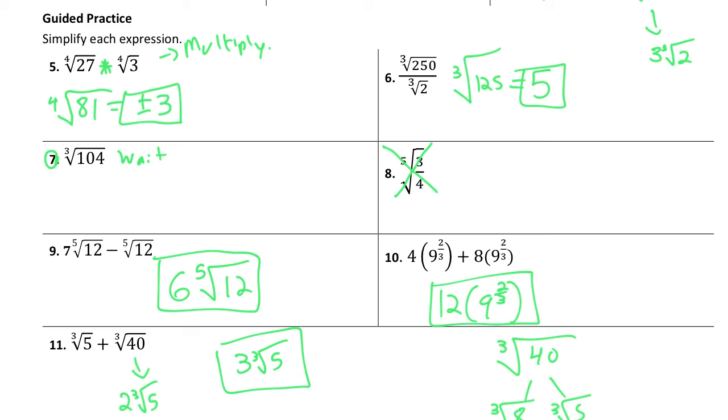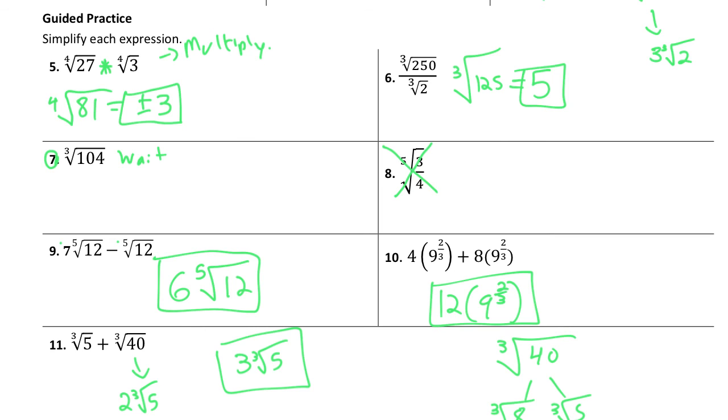Okay, so for these examples, for number 5, I could just multiply 27 by 3 to get 81. 4th root of 81 is plus or minus 3, right? Plus or minus 3. For number 6, 250 divided by 2 is 125. The cube root of 125 is 5. So that's how I got 5. For 9 and 10, just like combining like terms, 7 minus 1 is 6. 6 fifth roots of 12 for number 9. Number 10, 4 plus 8, I got 12 times 9 to the 2/3. So just combining the like terms.